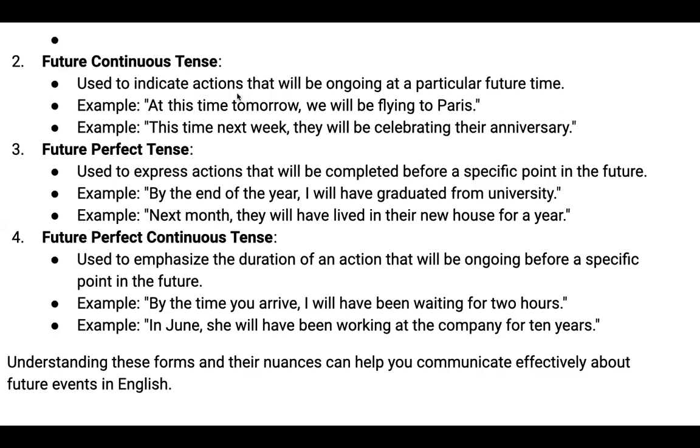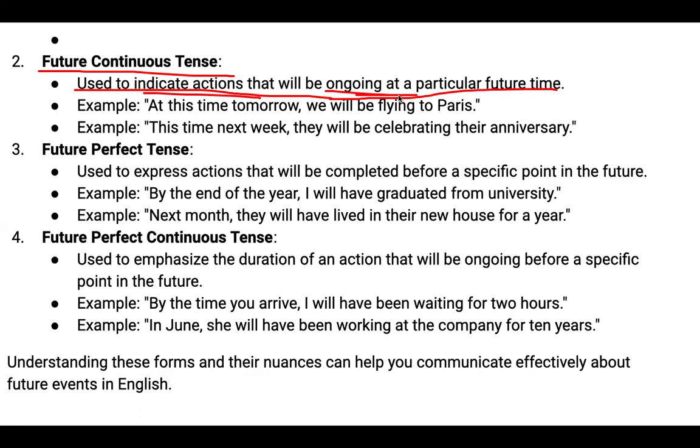So in that case, in future continuous, what do we find out? It is used to indicate actions that will be ongoing at a particular future time, right? Ongoing means, let's say, if I say in my last class I was teaching you present and past tense, right? So present tense and past tense. Today, we are continuing with future tense.